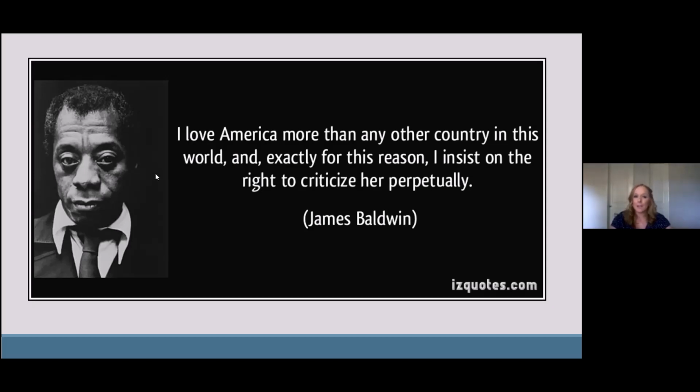You can love the country and you can think this is a wonderful place and I really appreciate living here and the opportunities that I have. But I also recognize that there are things that I would want to be different and would want to be better. So as a citizen, I have that right to criticize her perpetually because this is a place in which I'm proud of, but there are also things that happen here of which I am not proud.